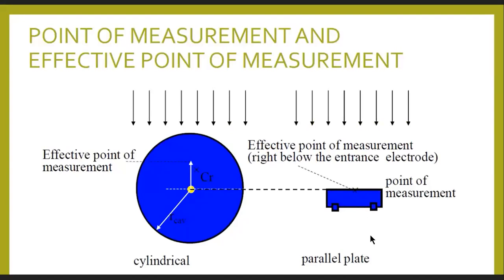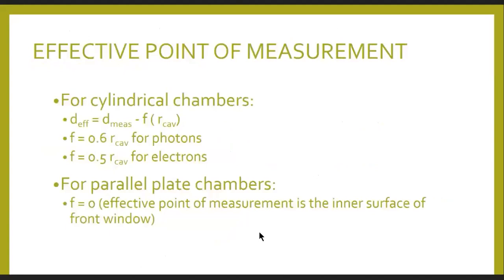So the position of a parallel plate chamber is at the same point as the effective point of measurement. But for a cylindrical chamber, the placement is at the central axis, and the effective point of measurement is going to be provided in the next slide.